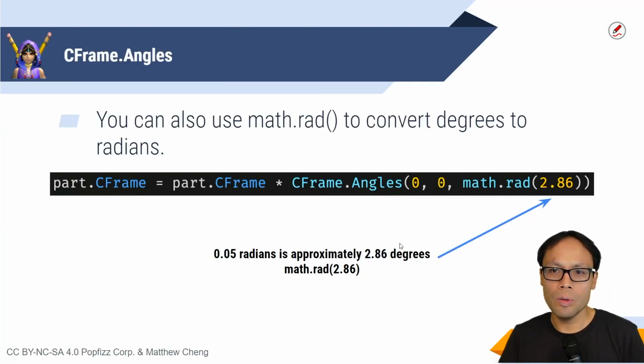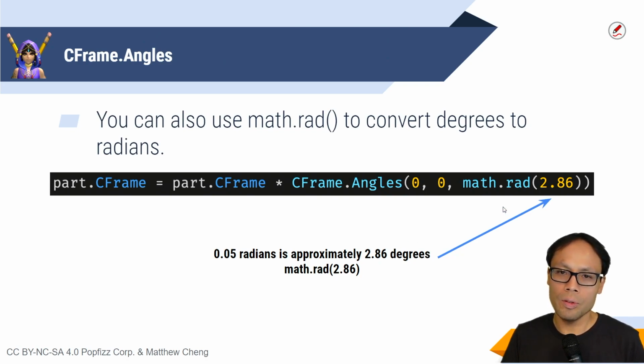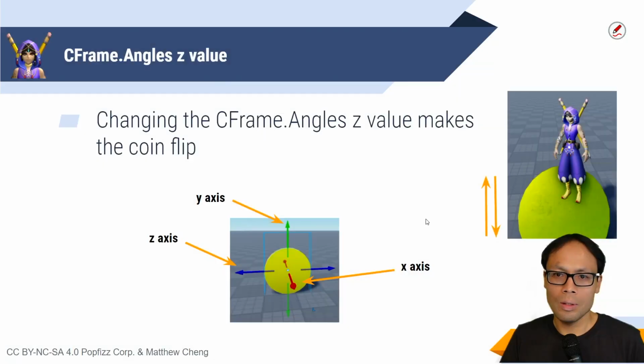Now, you can also use math.rad to convert degrees to radians. So the equivalent of the code that I just wrote would be something like math.rad(2.86). So feel free to use degrees if you like them better than radians. Again, as we saw, changing the Z value made the coin flip.